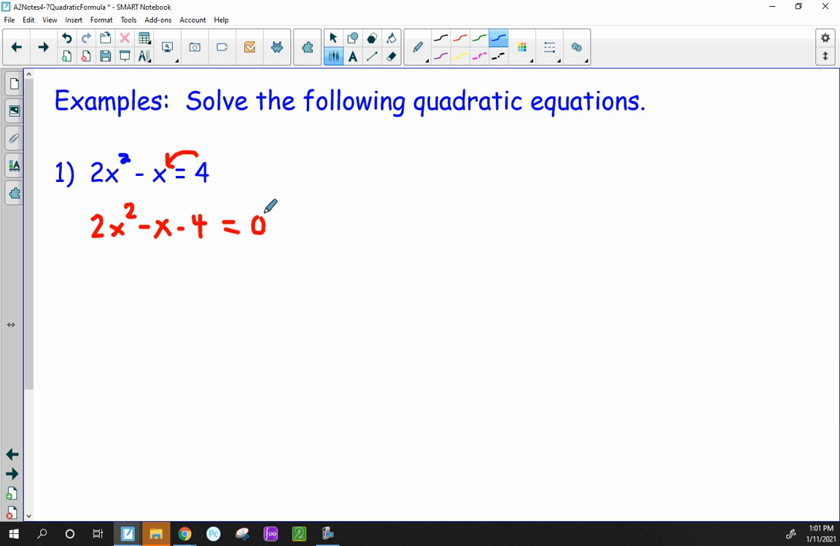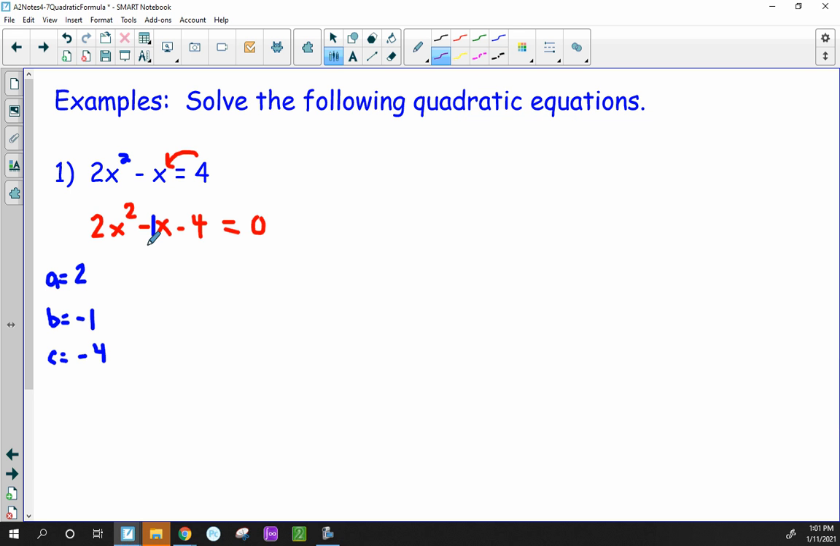The next thing I need you to do in your practice set is, to the side, I want all of you to list your A, your B, and your C, just very quickly on the side, for every problem. The A is the coefficient of the quadratic term. In this case, it's 2. The B is the coefficient of the linear term. In this case, it is -1. And the C is the constant, and in this case, it's -4.